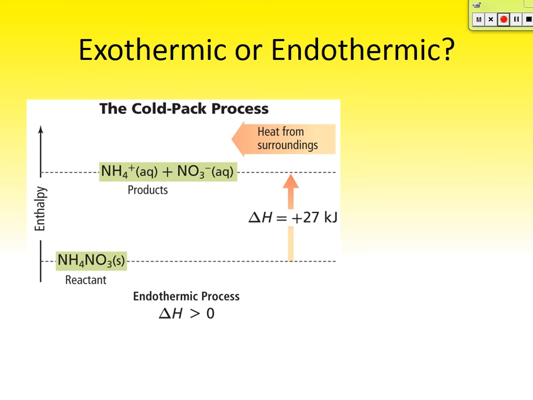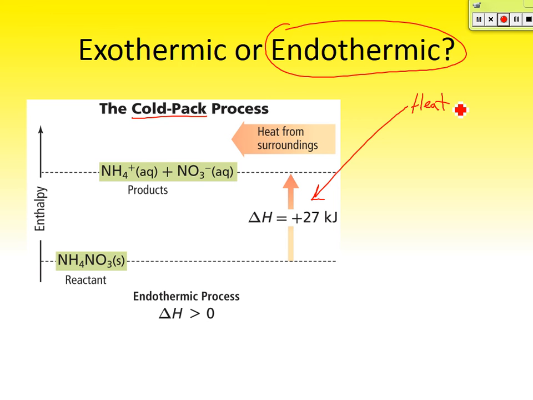Name kind of gives this one away. A cold pack you're going to make next time. Endo or exothermic? Endothermic. We can't just create this much energy. That much energy can't be created. It's being absorbed. So heat is coming in. That makes the surroundings cold.